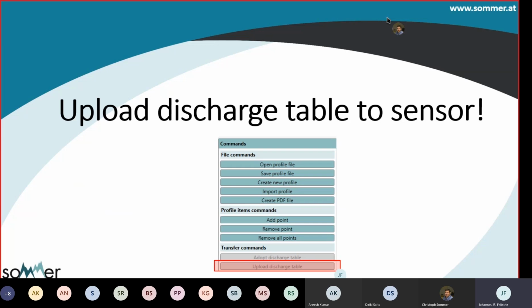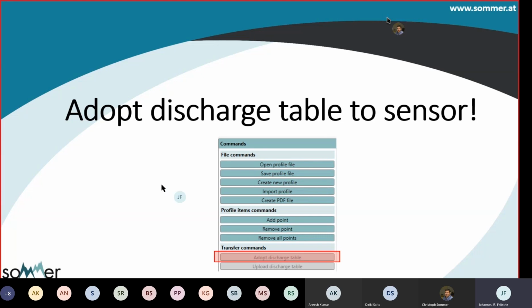Okay, and after you're done with the cross-sectional profile, you have recorded all the data, you have imported it into the Q Commander software, you have built the discharge table with the correct K factors and the correct roughness. Then you might need to make sure that you upload your discharge table to the sensor. Otherwise, you may get erroneous data or no data at all.